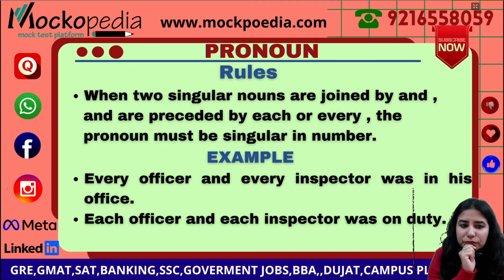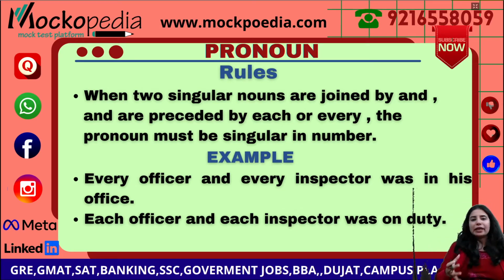Let's take a look. Every officer and every inspector was in his office. Can you see? In his office. We're talking about officer, inspector, but we are placing the term every before both these words, and hence the pronoun we are going to use would be singular in nature. Right? Got it? Now it's not that difficult, right? So always, whenever we talk about rules, I make it a point that we have an example so that it becomes clear to you. Take another statement. Each officer and each inspector was on his duty. You can add this pronoun his so that you get better application of the rule.